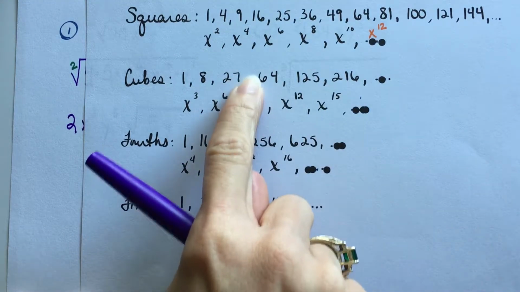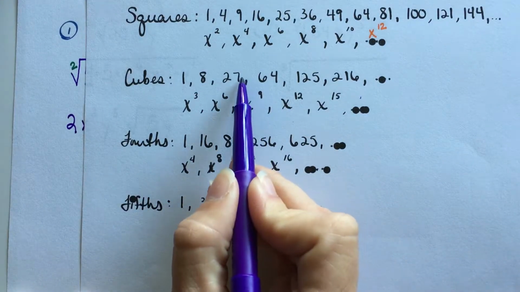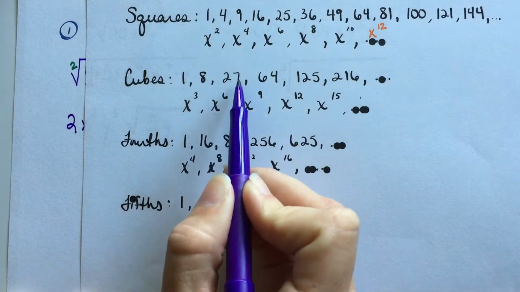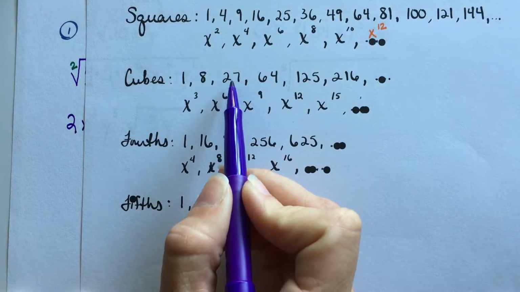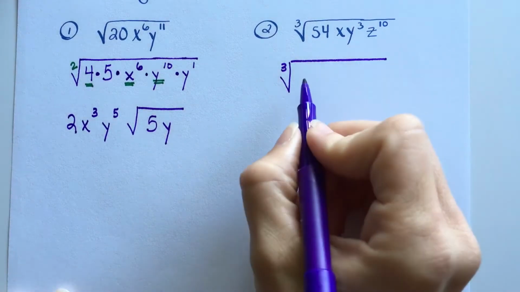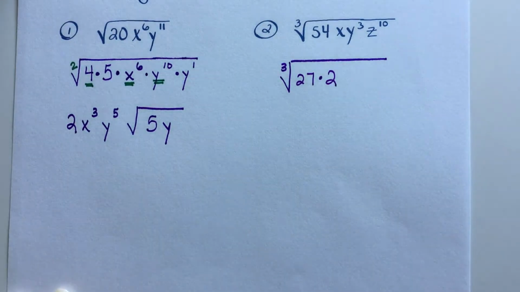Of course, 54 would fall right in between the 27 and the 64. So do I have any of these numbers that will go into 54 evenly? And that would actually be the 27. That would end up being 27 times 2, okay?